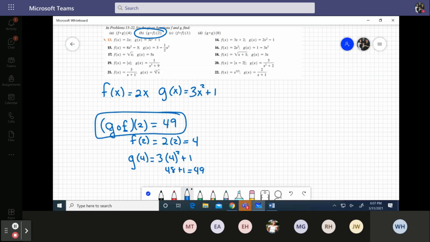Kinda yes, kinda no. Okay. How about, let's try f of x is equal to the square root of x plus 1, g of x is equal to 3x. How about f of g of 4?